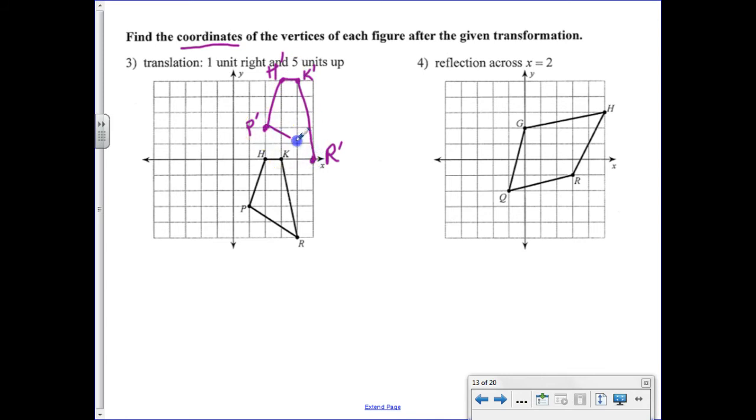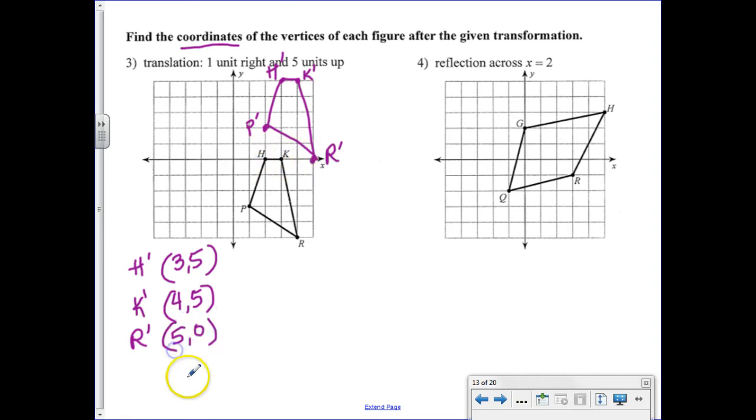This is some quadrilateral here. Then below, what I need you to tell me are what are the coordinates of each of these points. H prime is, it appears to be 1, 2, 3, 1, 2, 3, 4, 5. So 3, comma 5. K prime, right next to that is 4, comma 5. R prime has 1, 2, 3, 4. The x coordinate is 5, and then 0 for the y coordinate, 5, comma 0. And the last one, P prime happens to be at the point 2, 2.